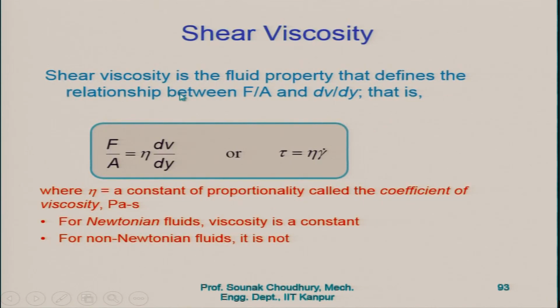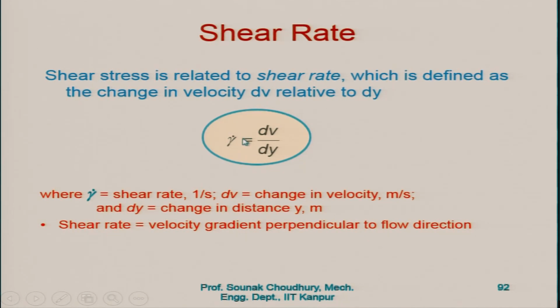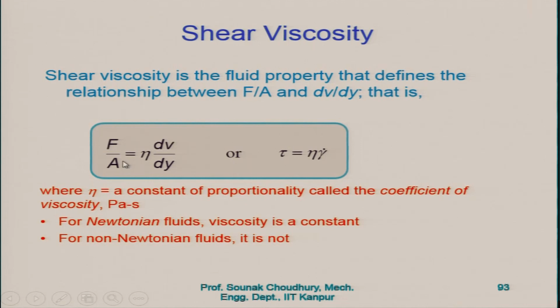Shear viscosity is a fluid property. This is one of the fluid properties that defines the relationship between F by A and dV by dy. That is, F by A is equal to nu into dV by dy. This is the same as the shear stress, and this is the shear rate. They are related by a constant of proportionality. This is called the coefficient of viscosity.